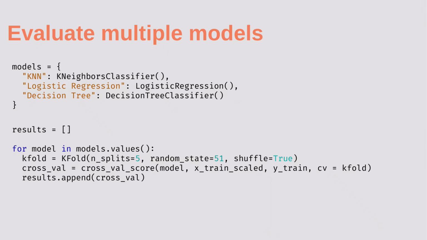Now let's loop through each model in the dictionary. We do this using the .values method, which lets us access the model objects. Inside the loop, we first create a k-fold object, which handles the splitting of our data for cross-validation. Then we use the cross_val_score function to evaluate the current model. By default, cross_val_score will calculate accuracy, which is what we want. The result is an array of accuracy scores, one for each fold. We add this array to our results using the append method. Once the loop finishes, we have a list of accuracy results for all the models.